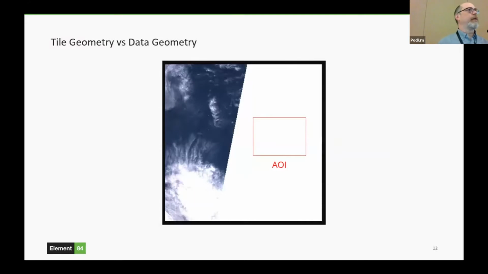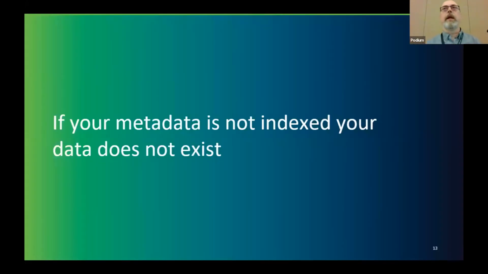Yeah, well, what happens when this happens? Data is collected in swaths. The tile is only half filled. My AOI is on the right-hand side. I download this data, and it's empty. If my data is not tiled, the situation is, of course, worse. How do I even know where the data is that I want? So the key takeaway here is that if your metadata isn't indexed, then your data might as well not exist. Your data needs to be indexed, and geospatially indexed.